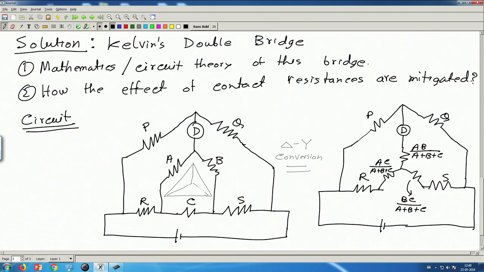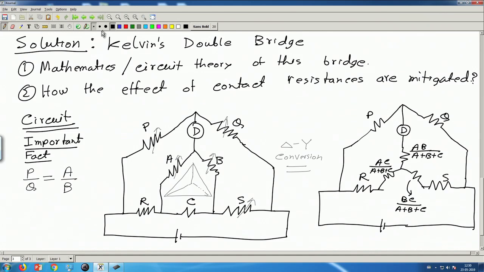Now an important fact, in this Kelvin double bridge, whenever we change any resistance, so these resistances are variable, you can change P, you can change Q, all these resistances you can change. Whenever you change any resistance, change it in a way such that the ratio P by Q is equal to A by B always. So if you change P without changing Q, that means P by Q is changed, you have to change A or B at the same time so that P by Q equal to A by B is always true.